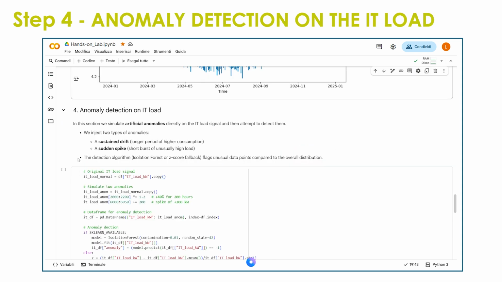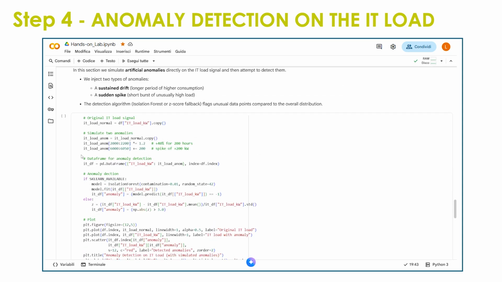The next step of this hands-on lab session will instead deal with anomaly detection. In this case, we want to simulate some anomalies in the IT load, so we simulate them in an artificial way. We inject two types of anomalies into the IT load: a first sustained drift for a longer period of overconsumption, and a sudden spike, a short pulse of unusually high load. And then we test two strategies: a machine learning algorithm, the isolation forest, and the Z-score fallback, which is a more rule-based strategy, in order to understand if these anomalies are detected.